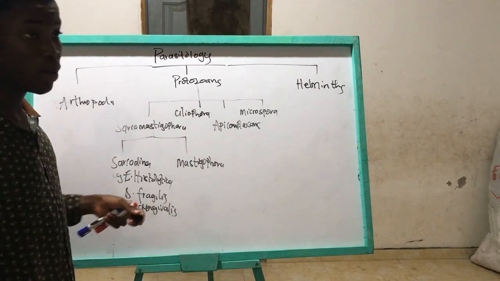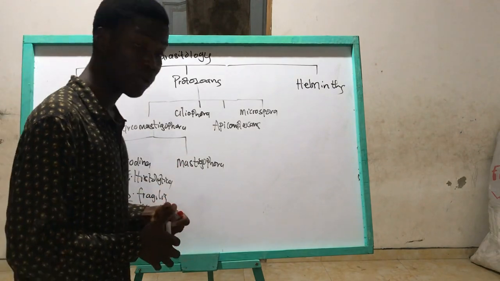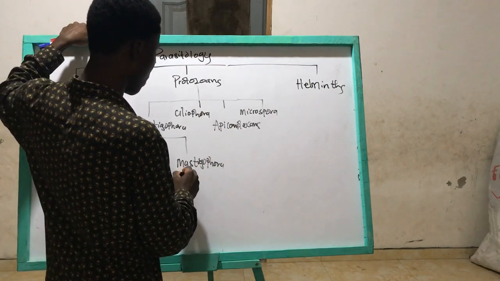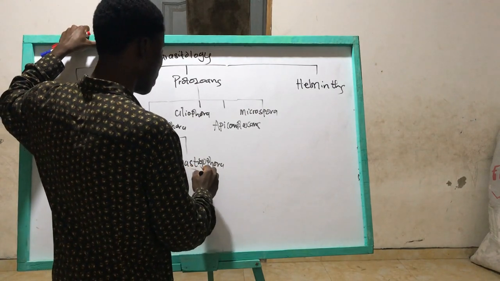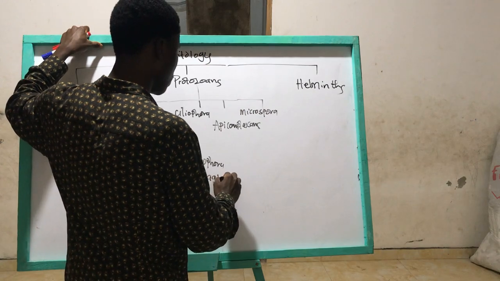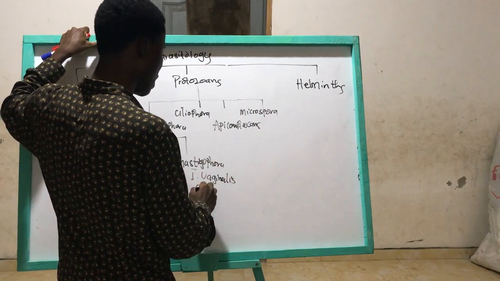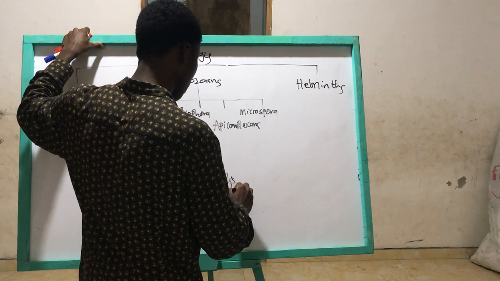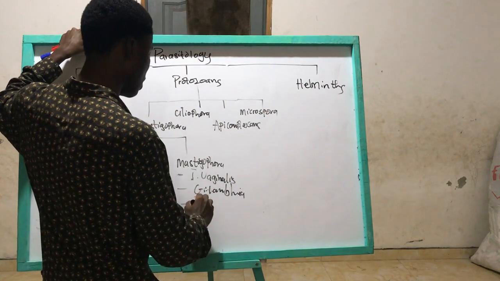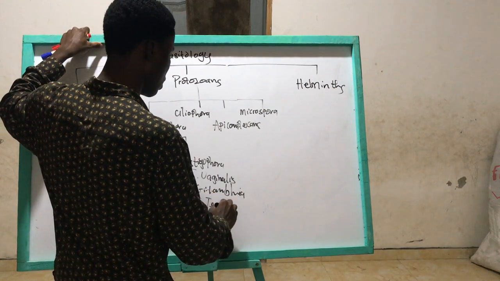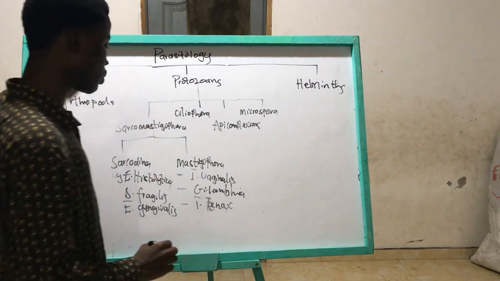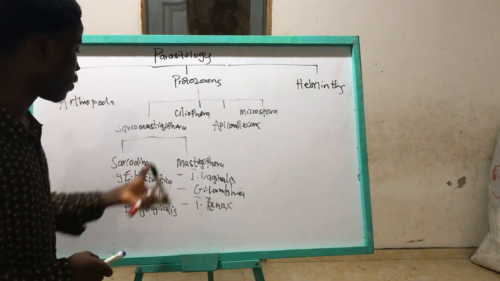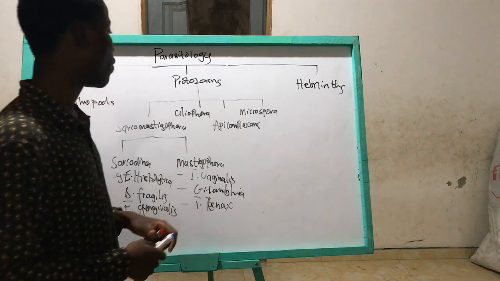Then under Mastigophora, we are talking about the flagellates that are protozoans. So we have T. vaginalis, we have Giardia lamblia, and we have T. tenax. So these are also some examples of the Mastigophora.